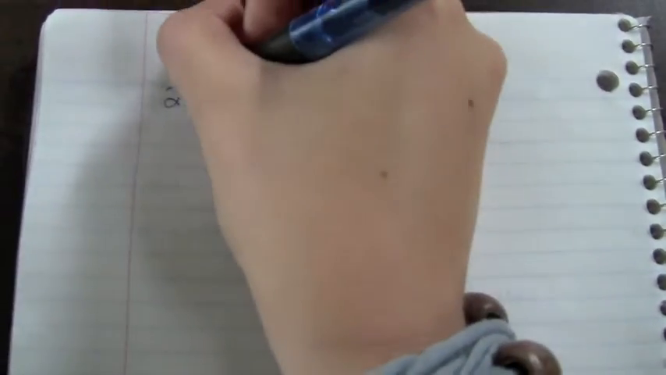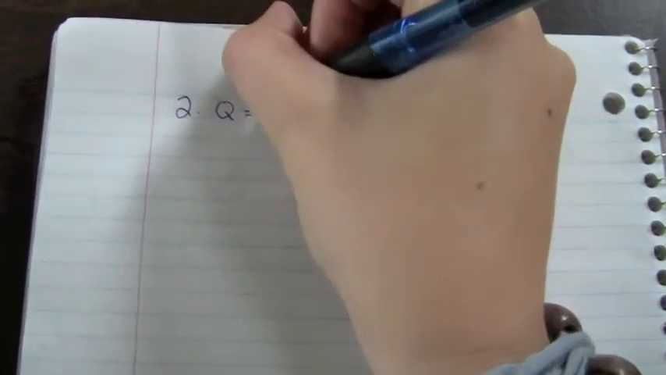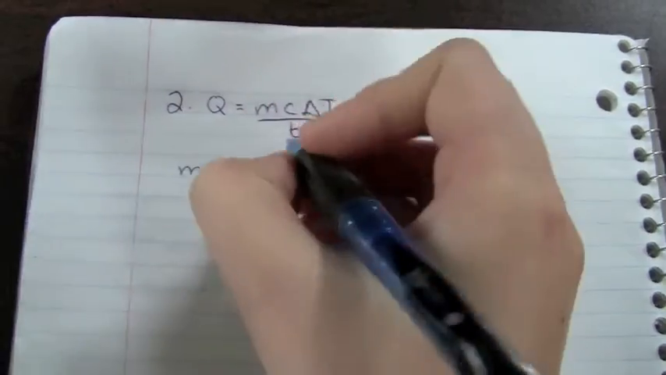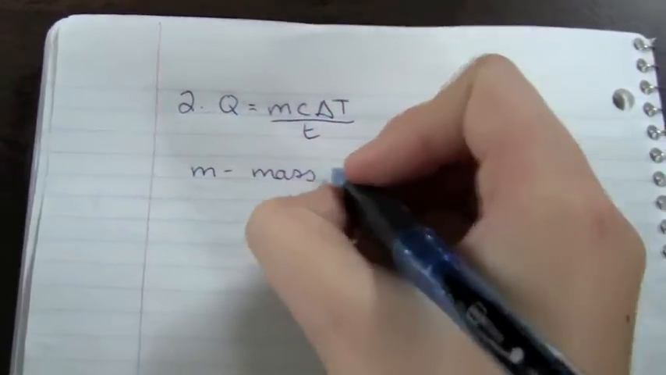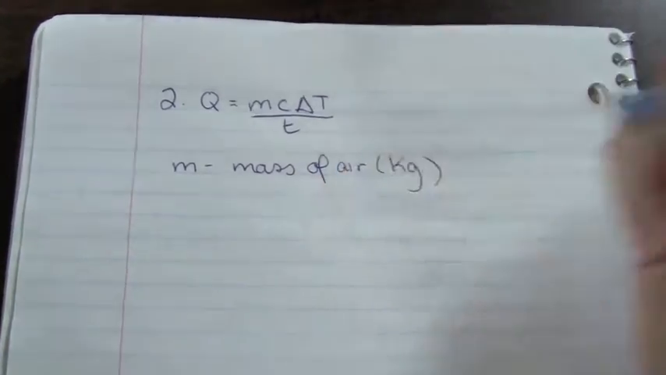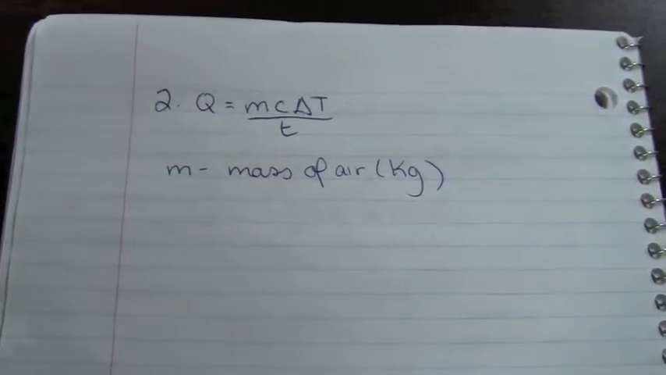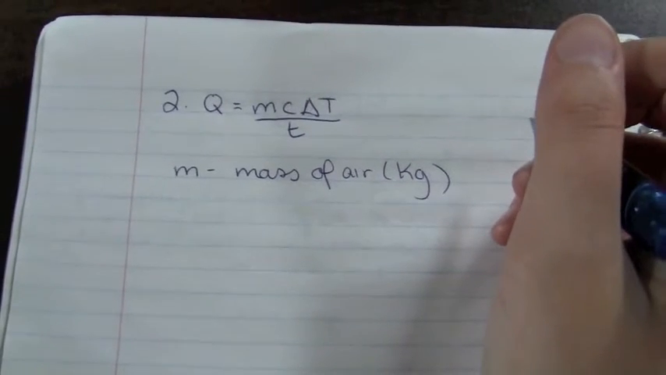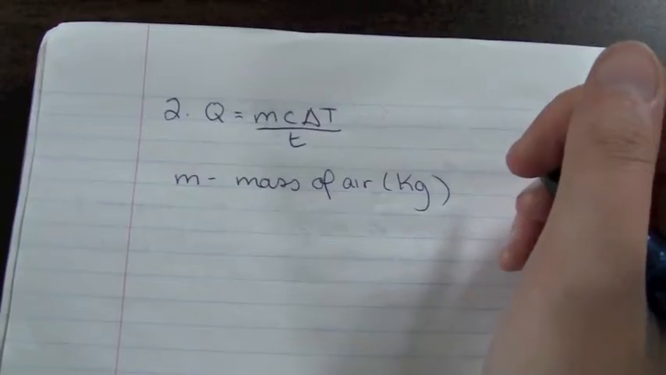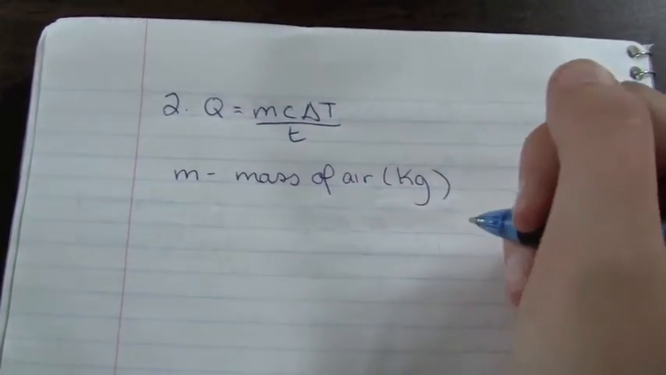Now, for the second method that we're using to calculate the heat transfer theoretically, we're going to be using the following formula: Q is equal to m c delta T, all divided by little t. In this case, m is the mass of air in the room, measured in kilograms. In order to figure this out, you first need to find the volume of the room in meters cubed by measuring its dimensions, and then using the density of air, you can figure out how much mass of air there is.